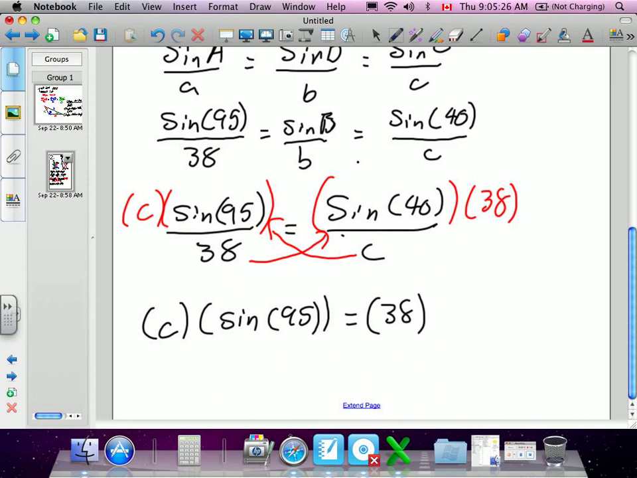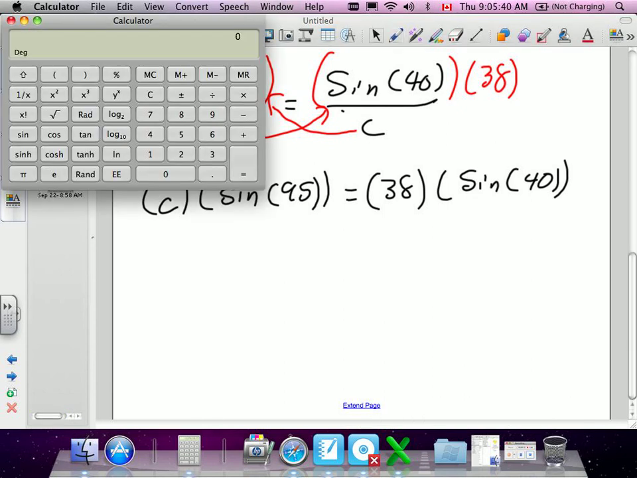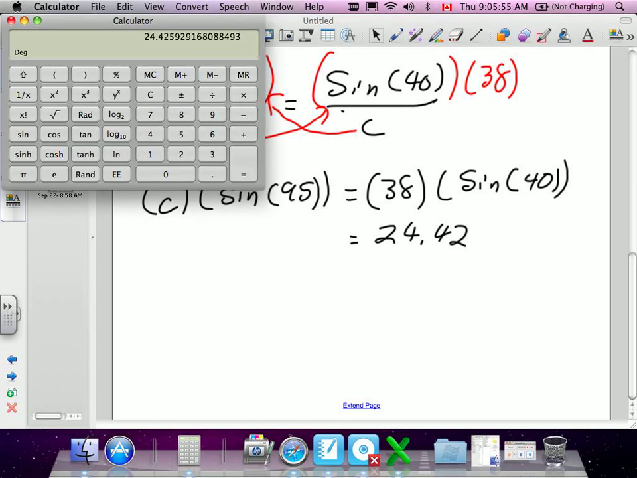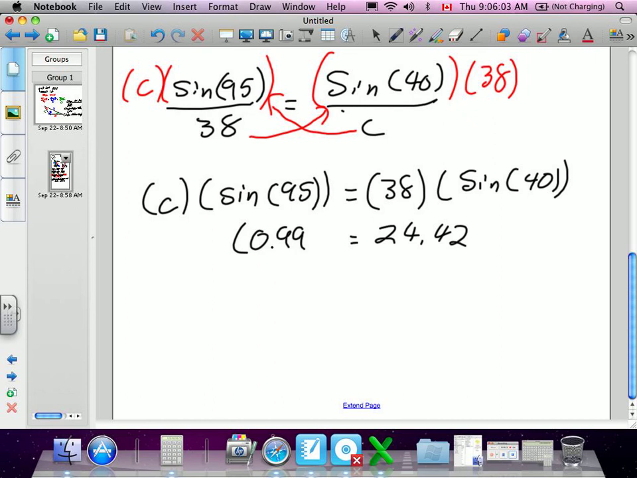Now that I have that, I'm going to try to evaluate some things. We're going to figure out what 38 times sine 40 is. So sine 40 times 38 is 24.42. I'm going to figure out what sine 95 is. Sine 95 is 0.996. Okay, and I still have times C. So now that I have all of these numbers here, I still need to isolate for just C.